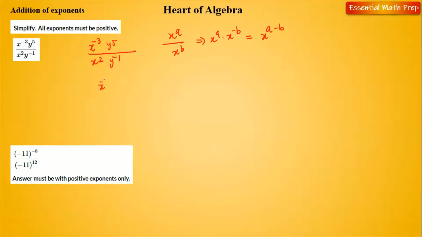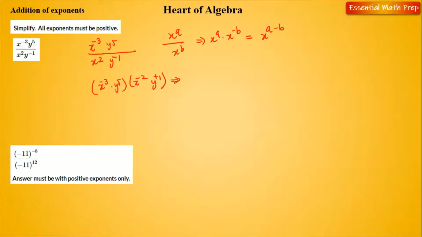In other words, x power negative 3 times y power 5. And then if you bring the x squared to the numerator, it will be x power negative 2. Whatever is positive in the denominator, if it comes to the numerator, it becomes negative. If it is negative in the denominator, when it comes up to the numerator, it becomes positive. So in other words, y will become plus 1.